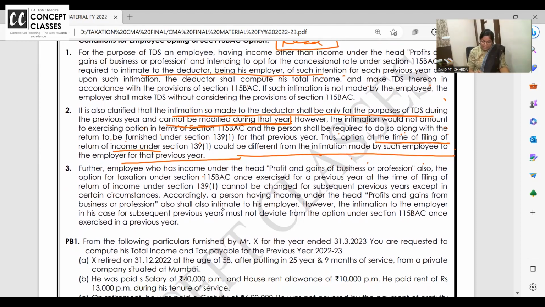Further, for an employee who has income under profits and gains of business, once an option has been exercised, it cannot be changed subsequently. Accordingly, if the employee is having business or profession income, he has to intimate the employer. However, intimation to the employer in a subsequent year must not deviate from the option once exercised. So if you have business income, you need to continue. If you opt out, you can't opt in. Clear?